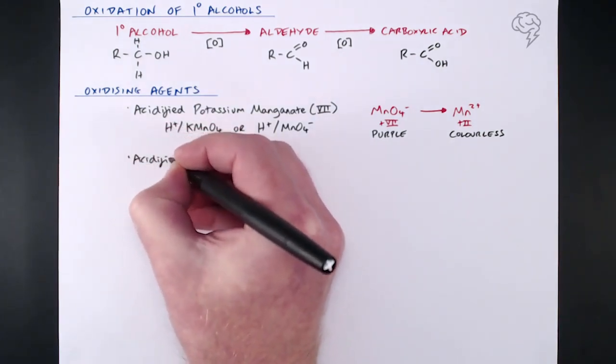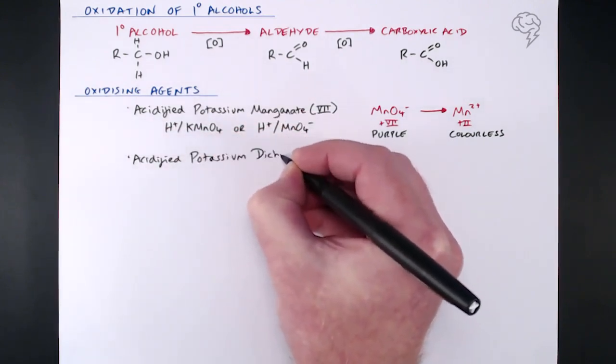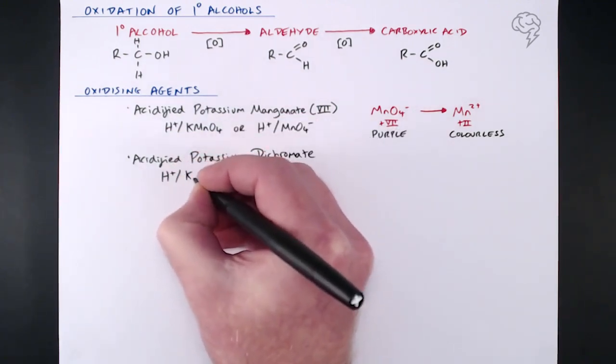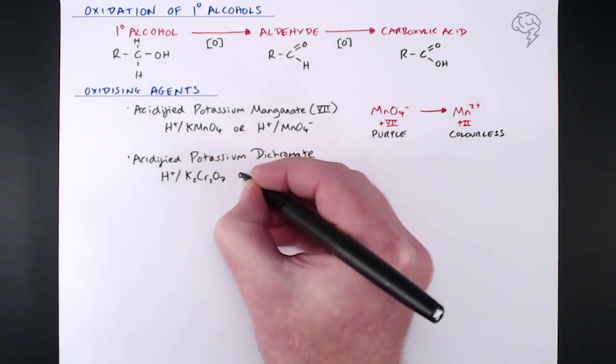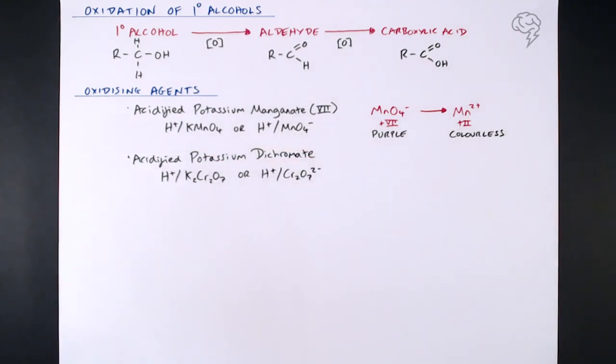Our second option is acidified potassium dichromate. Now, acidified potassium dichromate, again, we need our H+. And that's with K2Cr2O7. That's our full formula for potassium dichromate. Of course, we can just use the ion. Potassium doesn't get involved. So again, I tend to use the H+ Cr2O7 2-. That's the shorthand for it.